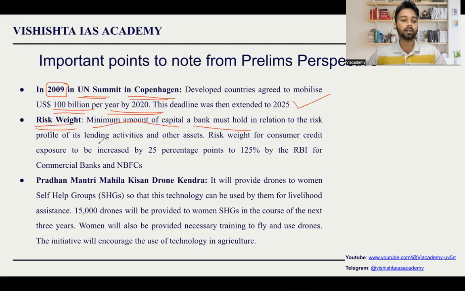Recently, what has happened? The RBI has increased the risk weight ratio to 125%. It has increased by 25%. Earlier it was 100%. Now it has become 125%.